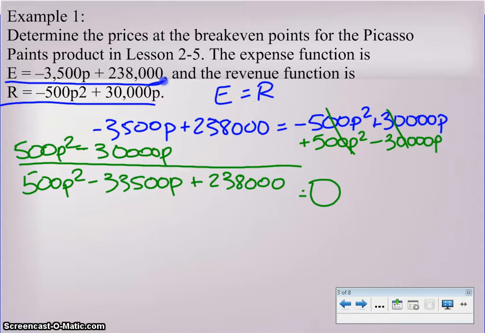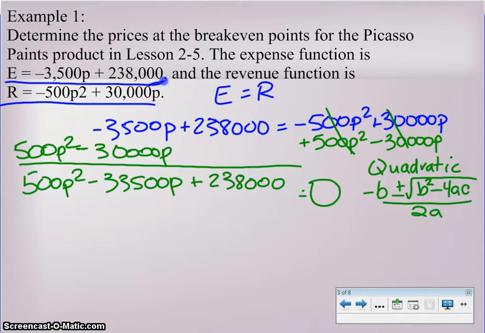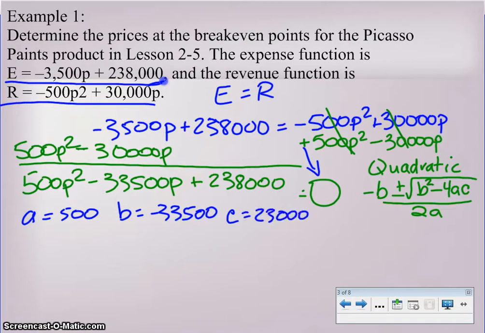Now in order to find our break-even points, we're going to go ahead and use our quadratic formula. Remember, our quadratic formula is negative b plus or minus the square root of b squared minus 4ac all over 2a. Now that we've gotten this equation all into a, b, and c, it's going to make it a lot easier. We've set it equal to 0 already, and we know that a equals 500, b equals negative 33,500, and c equals 238,000.